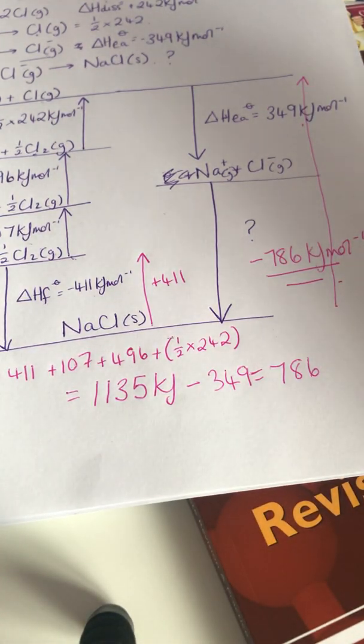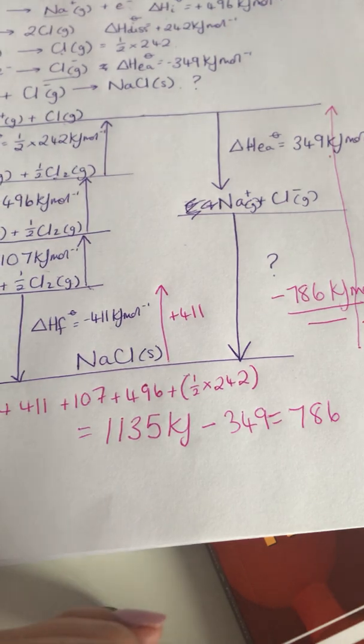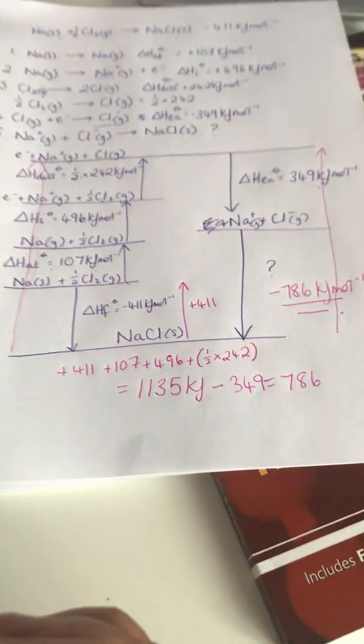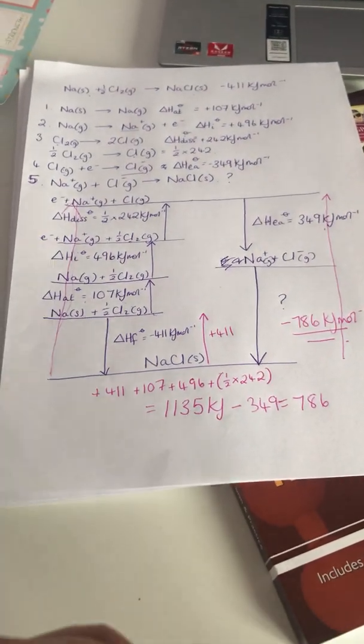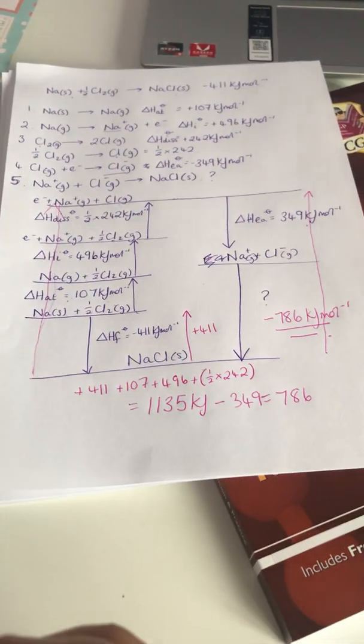Now it is vital that you draw the Born-Haber cycle to do the calculation. I guarantee you will miss a step if you don't, and it allows the examiner to see far more easily where you have got your numbers from. So if I just take that back a second for you, and you can see that once again.